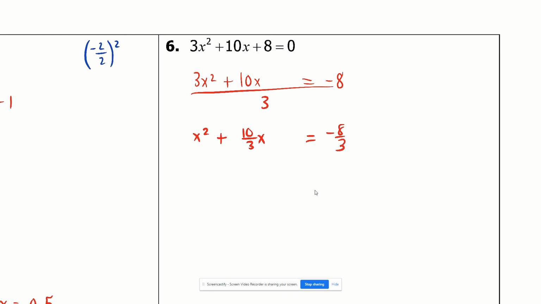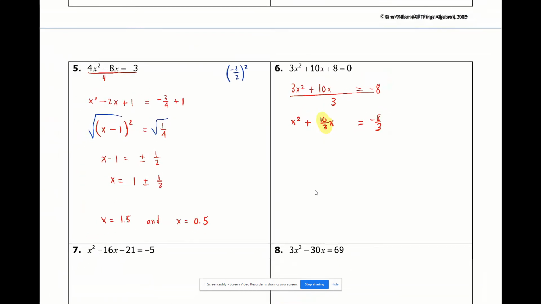Look at that b value, guys. It's 10/3. I am not going to do completing the square with this problem. Not going to do it. I refuse. I just will not try. It's not worth the time and effort when your b value is not even. Okay? Just not worth it.